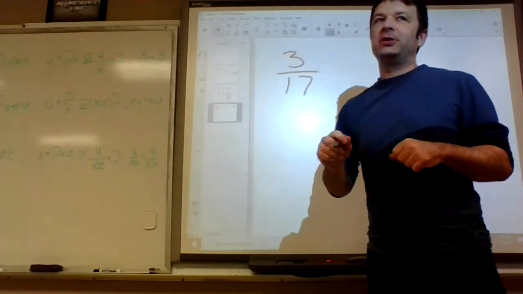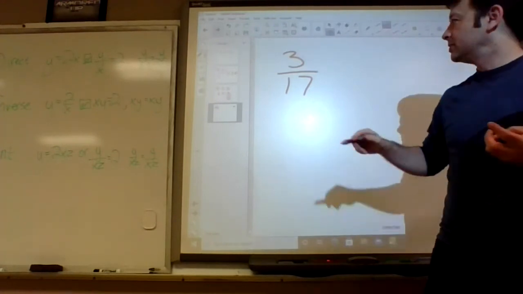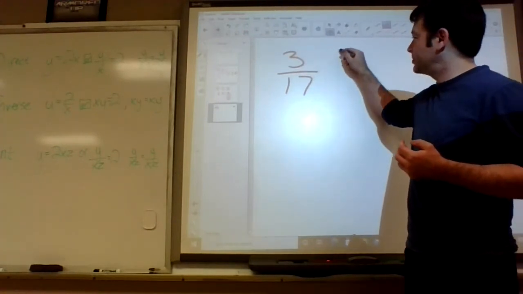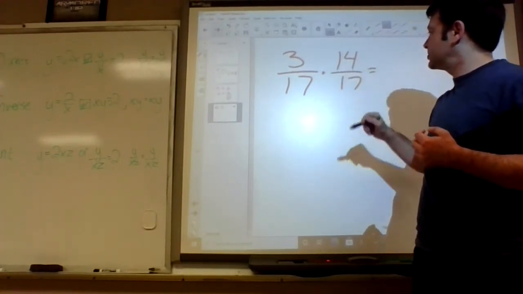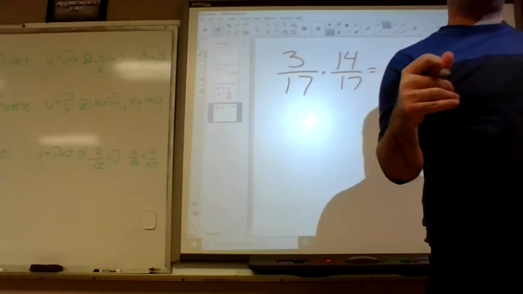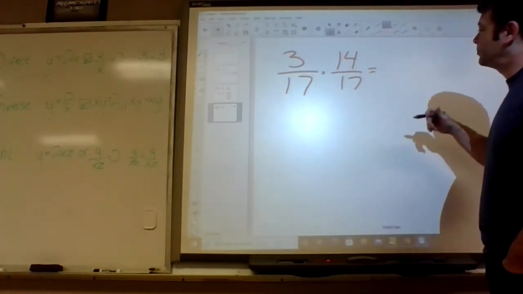Okay, what's the probability that on the next draw we'd get a not white? 14 over 17. Right. If there's 3 white, then there's 14 not white. Okay, multiply that together. That would give us the probability of getting a white then a not white. What is that? 42?